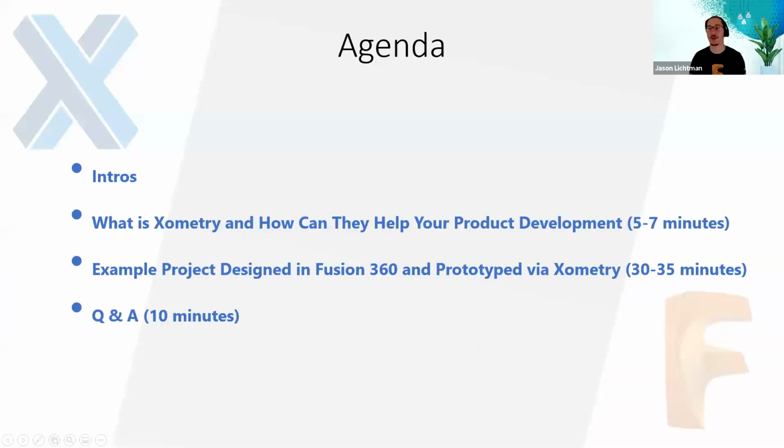There we are. We're going to start off with some intros. Then we're going to talk about what is Zometry and how can they help your product development for about 5 to 7 minutes. We're going to have an example project designed in Fusion 360 and then prototyped via Zometry. That'll be about 30 to 35 minutes. And then lastly, we're going to have some time for Q&A. So I'll start on the intro side.